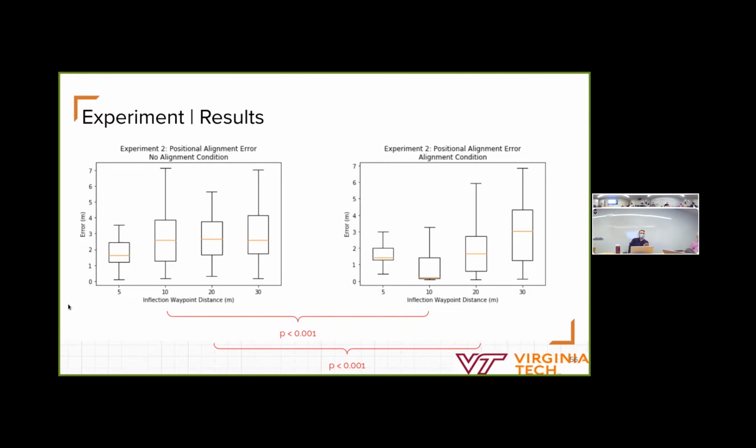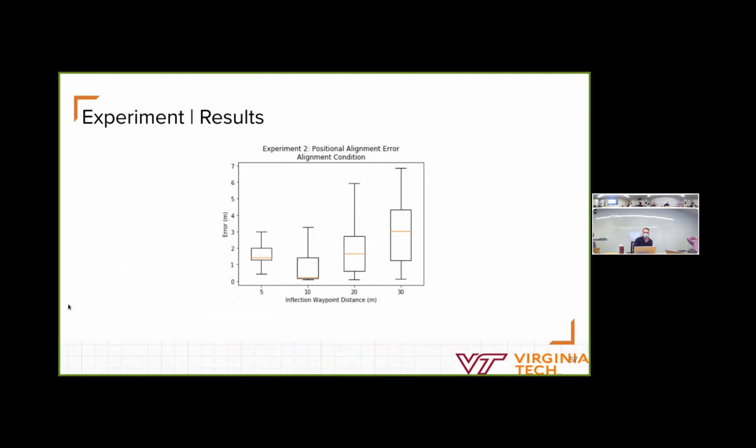What we found was that with the no alignment condition, there was no significant difference between or within that condition, which we kind of expect, right? If we're just applying regular avoidance redirection, we would expect a somewhat random distribution of the errors. And when we did apply alignment, we found that sometimes it worked fairly well. You can see that at the 10-meter distance, the median was pretty close to being completely aligned. And there were some outliers. But as you got farther away from that, we actually ended up being worse.